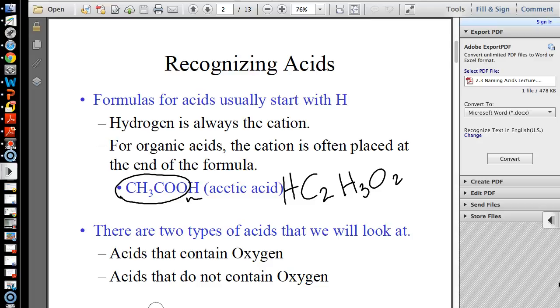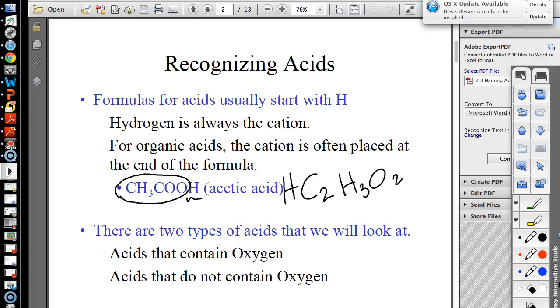Anyway, there are two kinds of acids that we're going to look at. Those that contain oxygen, so those are your ternary acids that we had just talked about, those with the polyatomic ions that contain oxygen, and then those that don't contain oxygen. Those are really more like your binary acids, like your HF, HCl, H2S, where it's just H and something else. So most of the time, those are just going to be H and another element.